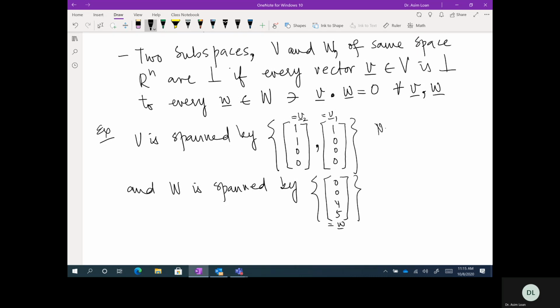So note V1 dot W is equal to 0. Why? Because if I take the dot product, 1 multiplied by 0 is 0, and all these are 0. So V2 dot W: 1 multiplied by 0 is 0, 1 multiplied by 0 is 0, and the rest are zeros, so this is also 0. This implies V is orthogonal to W.